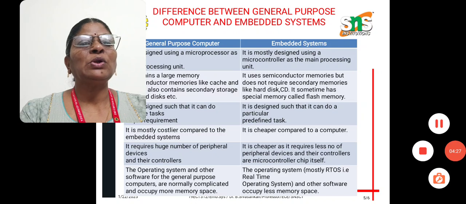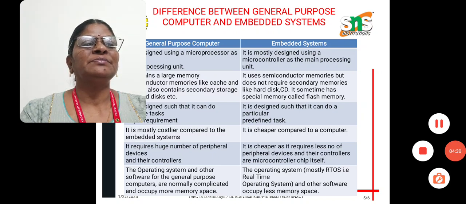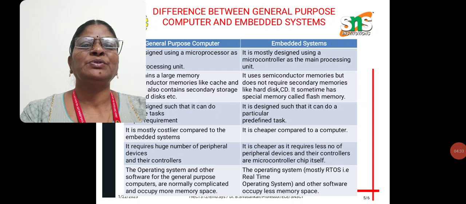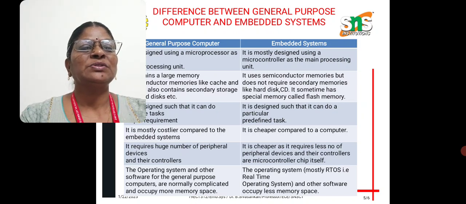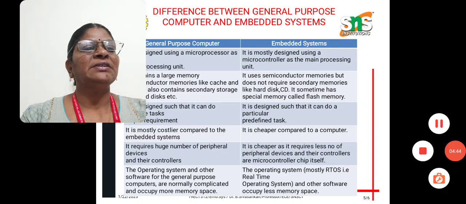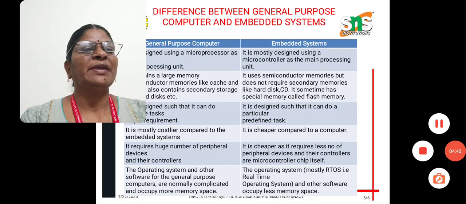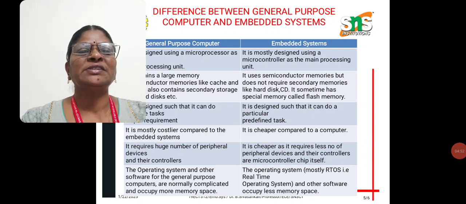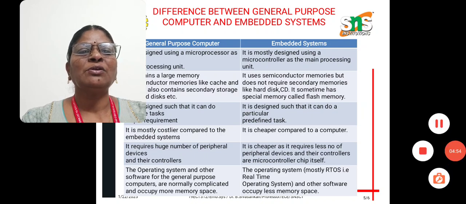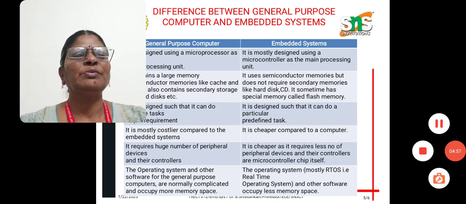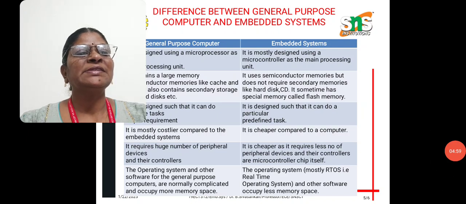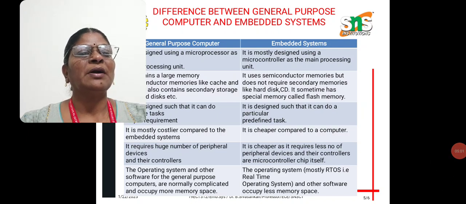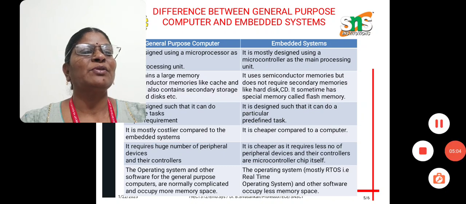A general purpose computer is mostly costlier compared to an embedded system. An embedded system is cheaper compared to the computer. A computer requires a huge number of peripheral devices and their controllers. An embedded system is cheaper as it requires fewer peripheral devices and controllers, or just the microcontroller chip itself. The operating system and other software for general purpose computers are normally complicated and occupy more memory space. The real-time operating system and other software in embedded systems occupy less memory space.